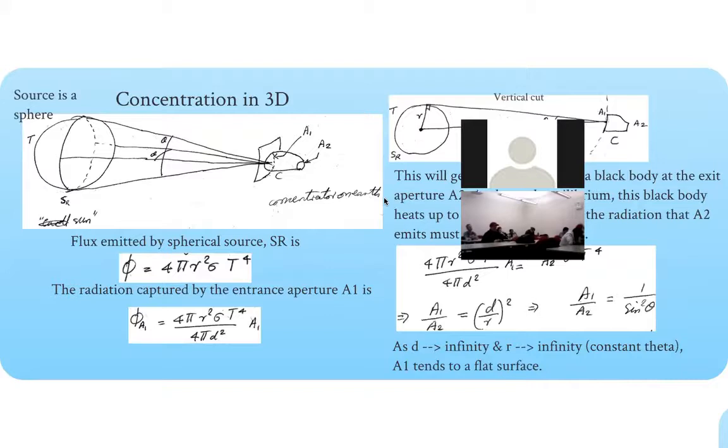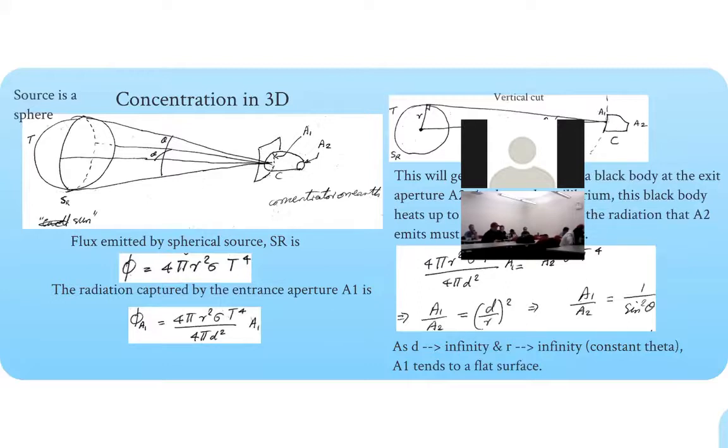Now, this energy is then collected by this concentrator here and assigned to some receiver of an area A2. This is just the vertical cut, and it looks exactly the same as before, onto a black body at the exit aperture A2. At thermal equilibrium, we know that the black body here has the same temperature as the sun, or whatever the source is at temperature T, and the flux coming off this black body must equal the flux coming in at thermal equilibrium.